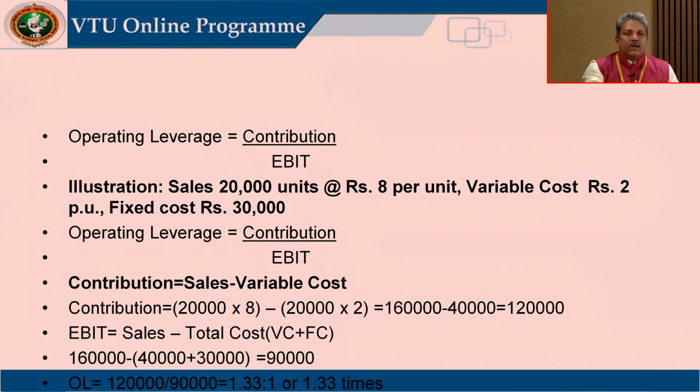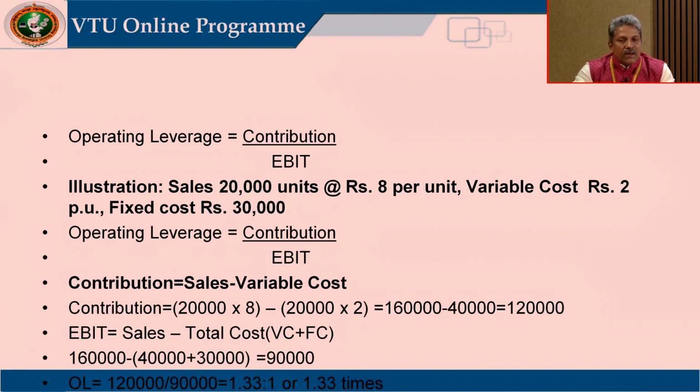Now, you can calculate operating leverage. It is very simple, easy to calculate. Operating leverage is equal to contribution divided by EBIT. Contribution we already calculated, contribution is 1,20,000. So, that divided by the operating profit 90,000, then we get the operating leverage as 1.33:1 or 1.33 times. So, operating leverage used by the company is 1.33 times. That is what it says.